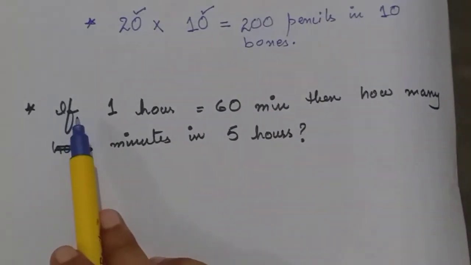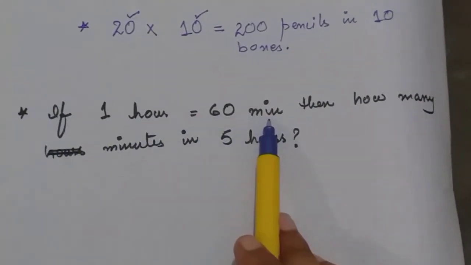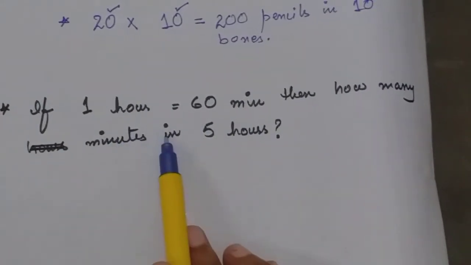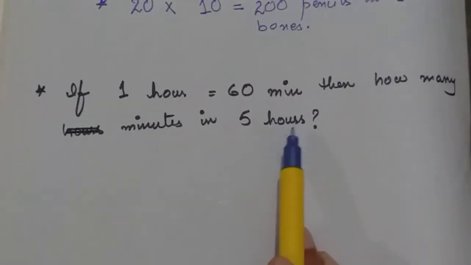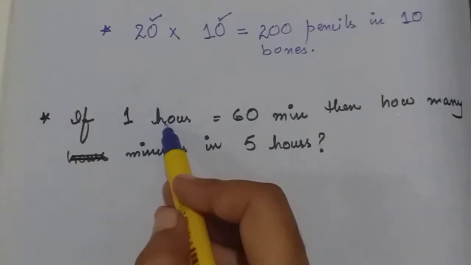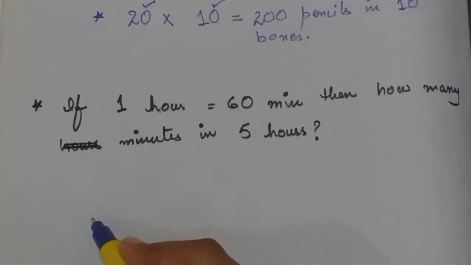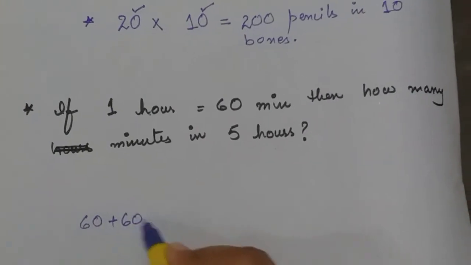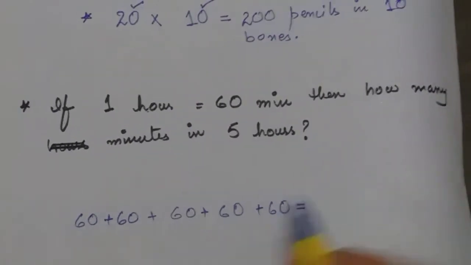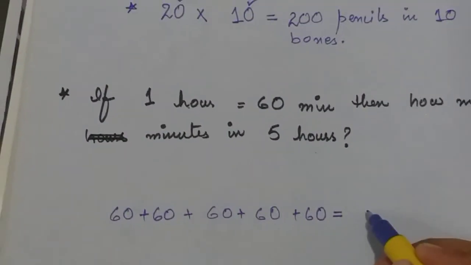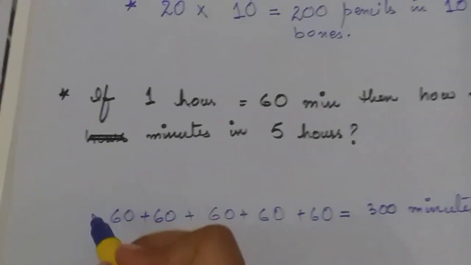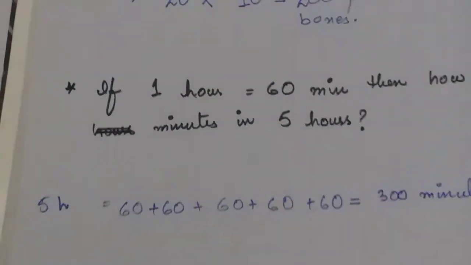Students, in this example we are given that 1 hour is equal to 60 minutes. We all know that in 1 hour we have 60 minutes. Then how many minutes will be in 5 hours? Similarly, in this question we have two methods. We can add, as you know in 1 hour we have 60 minutes, so we can add 60 5 times to find the total minutes in 5 hours. And we will get the answer 300 minutes. This is 5 hours.